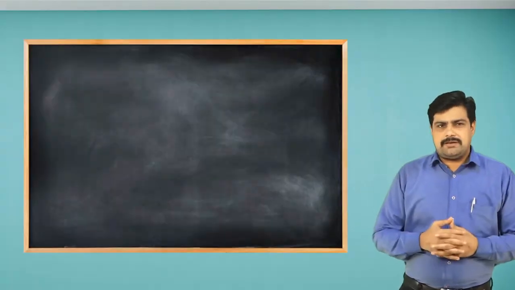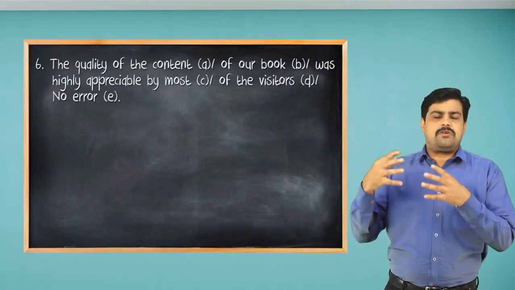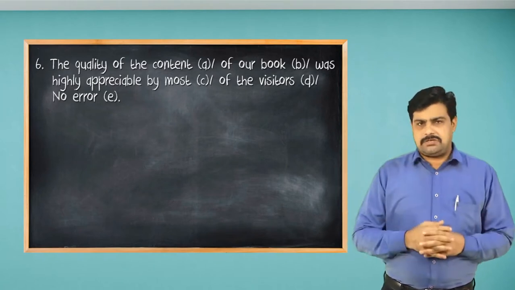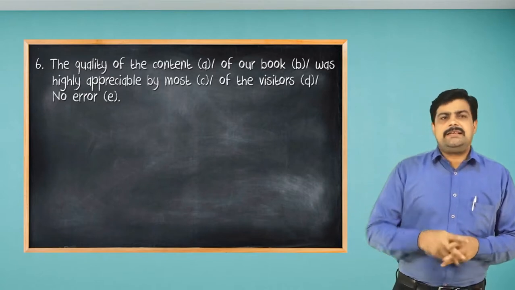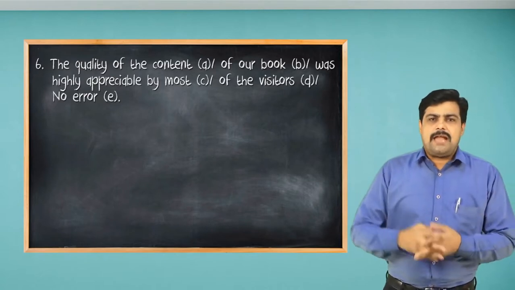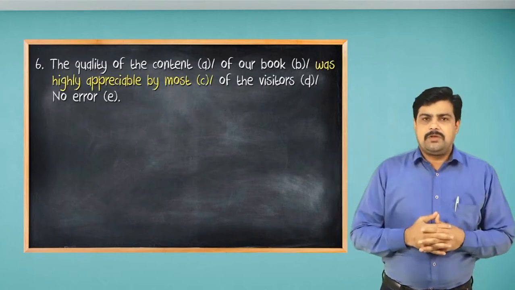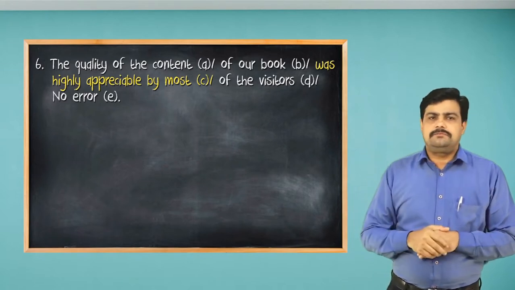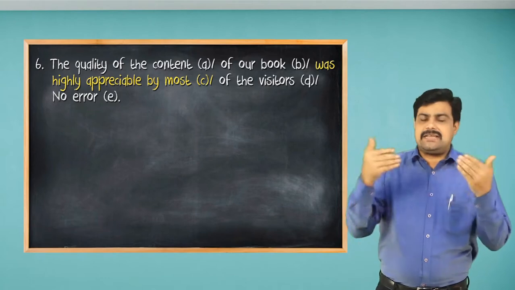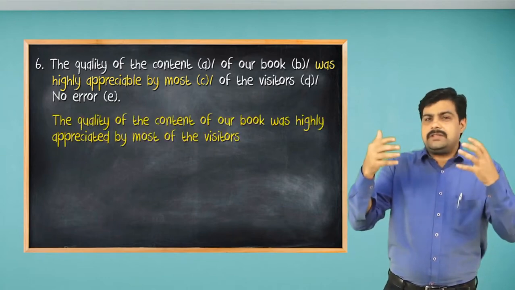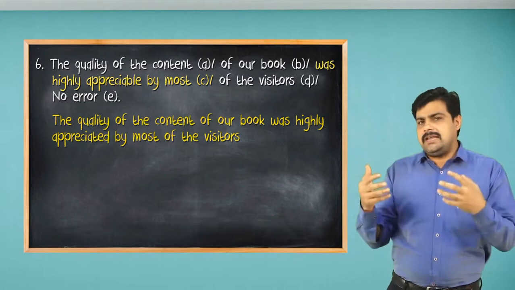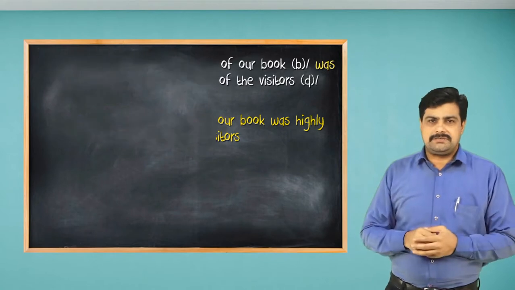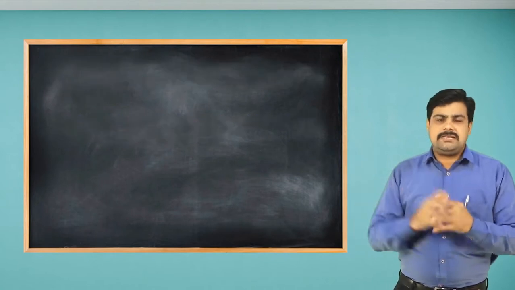Let's take the very first one. The quality of the content of our book was highly appreciable by most of the visitors. See, the sentence is in passive voice as usual and no third form is used here. So part C, where the word appreciable is, that is wrong. Use appreciated and say the sentence. The quality of the content of our book was highly appreciated by most of the visitors. Now this is the correct sentence. Let's take another sentence.